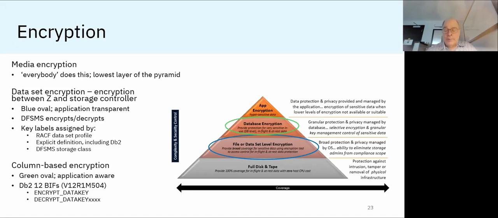And then the top level of the pyramid for super secure and important things is where the application itself is doing the encryption, right? So the application exercises encryption algorithms. And so some shops do that, and of course that's not something that DB2 will do for them. But one thing to note is that with column-based encryption, the data is going to be encrypted in the buffer pool, right? And that would be true of application encryption as well.